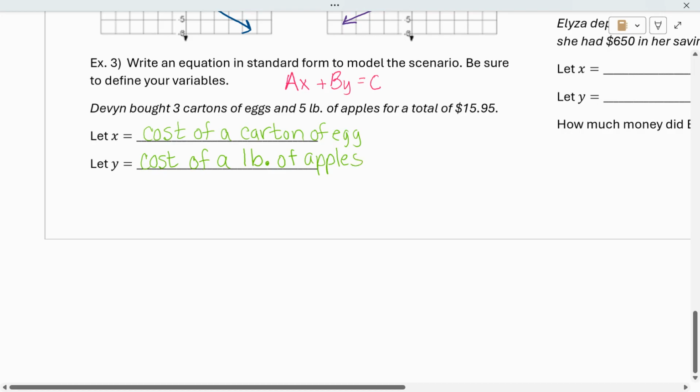So how many cartons of eggs did I buy? So 3 times the cost. 3 times the cost of 1 carton, which is X, plus how many pounds of apples did I buy? 5 times the cost of 1 pound of apple equals, doesn't equal Y, it equals the total money, right?